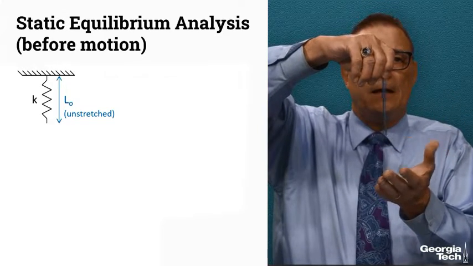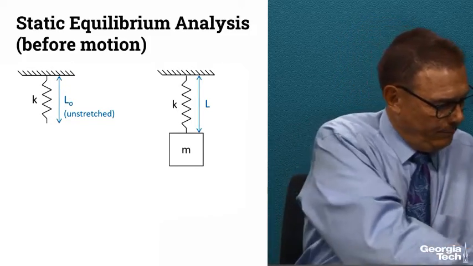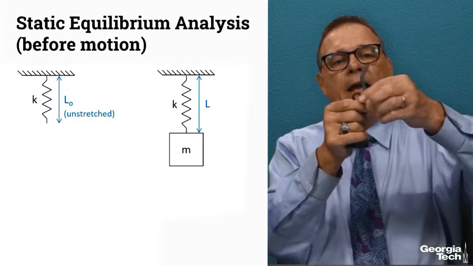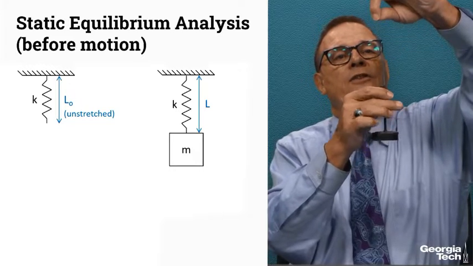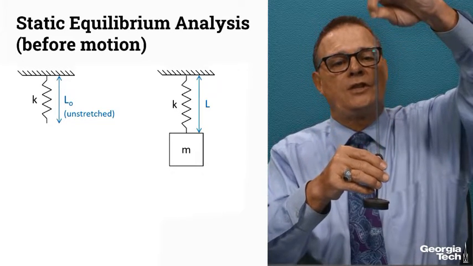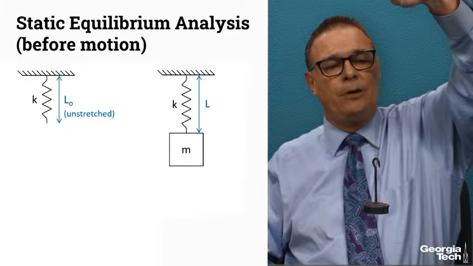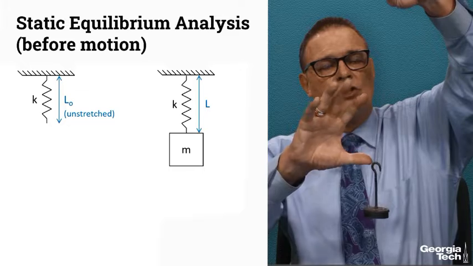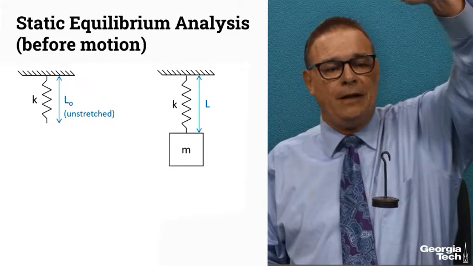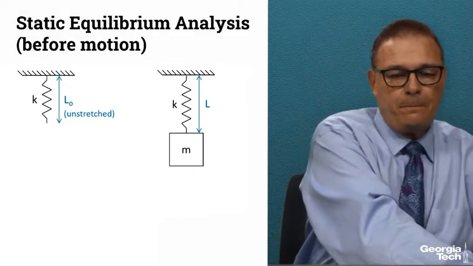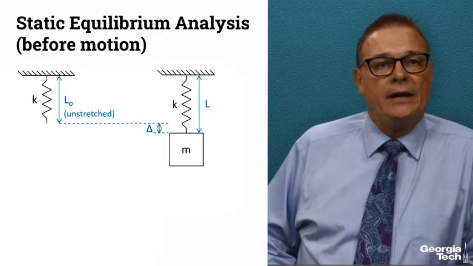It's just sitting there. And then I'm going to add on the mass, and when I add on the mass, the spring, here it is unstretched, is going to stretch down until it's in static equilibrium, not moving, not vibrating, just hanging there. And so it's stretched some distance, which I'm going to call delta, and now there's a force in the spring that balances the weight of the mass. And so the force in the spring comes from that delta.